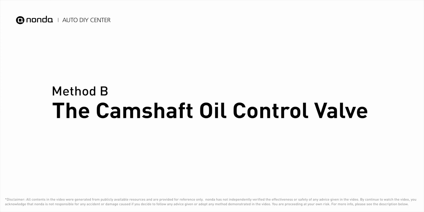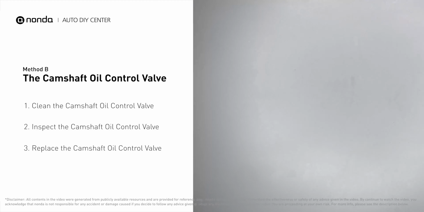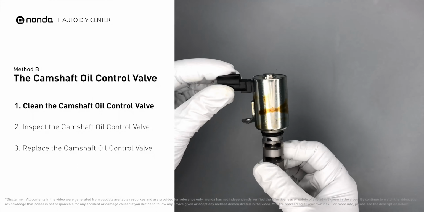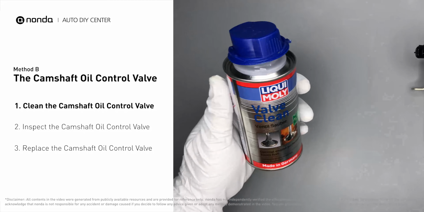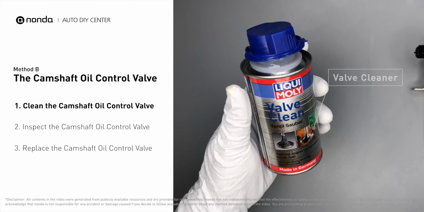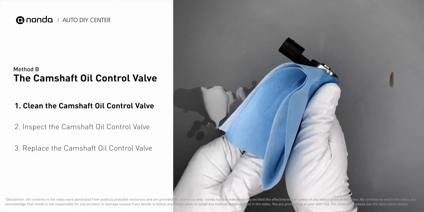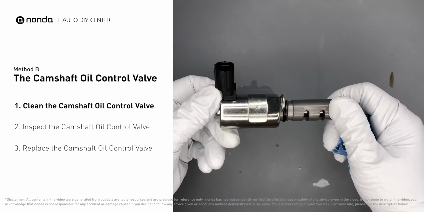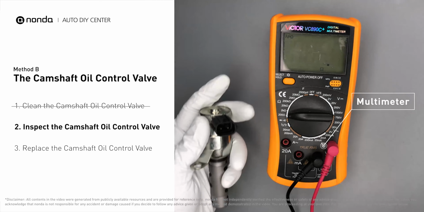Method B. The Camshaft Oil Control Valve. First, carefully remove the camshaft oil control valve from the engine. Use a valve cleaner to clean the camshaft oil control valve. Then use a multimeter to proceed with a test on the camshaft oil control valve.